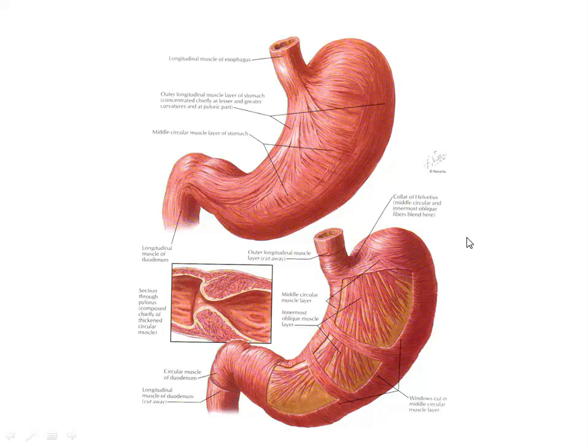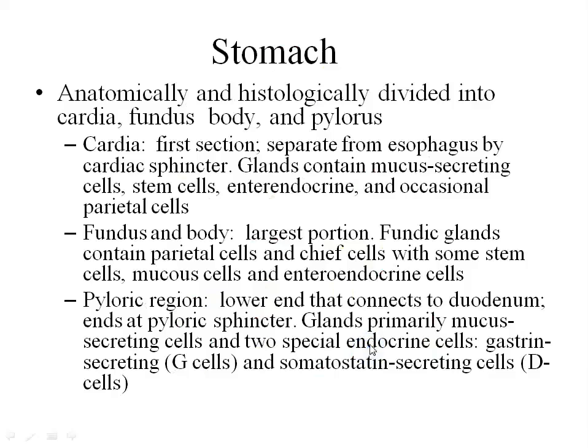So in this diagram you will find an opening with longitudinal muscles, where you will find the longitudinal muscle of the esophagus. Okay, and there are the cardiac portion, fundus body portion, and pyloric region. Three zones are made in a stomach. So anatomically and histologically, the stomach is divided into cardiac stomach, fundus stomach, and pylorus stomach.